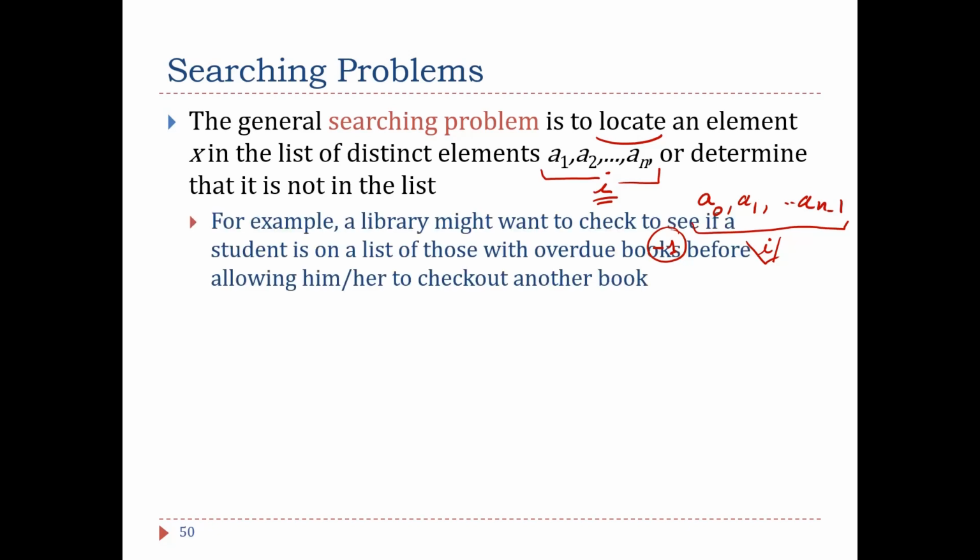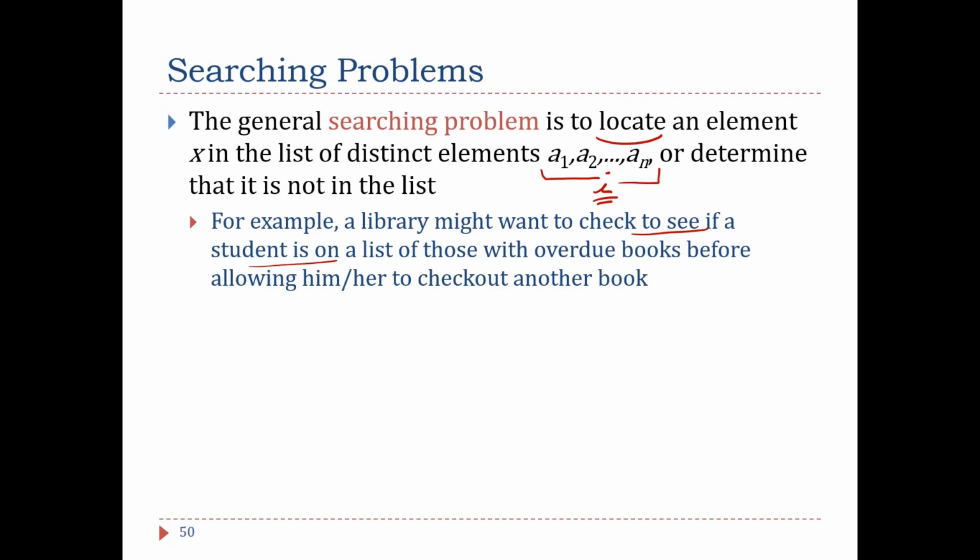So why do we use search algorithms? For example, a library might want to check to see if a student is on the list of those with overdue books before allowing him or her to check out another book.